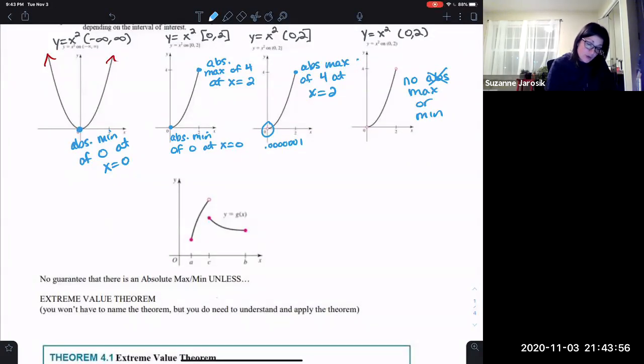And I'm going to go ahead and label them right now. Looks like we have an absolute min at x equals a. I don't have the y value that goes with it, so. Oh, I know what I could say. All right. Hopefully you're thinking this yourself. Absolute min of f of a at x equals a. That's what I could say.